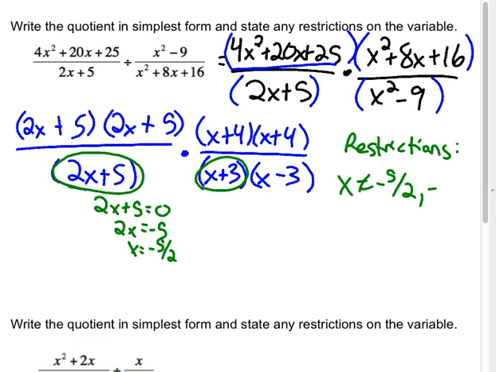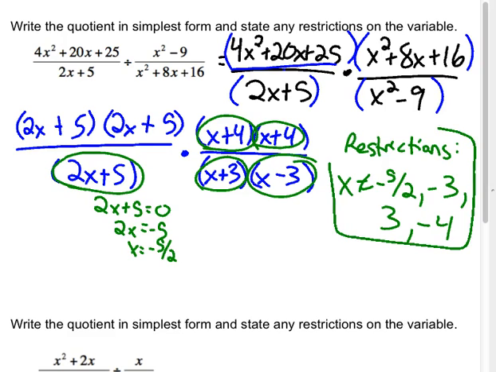That one should be obvious. That one should be obvious. And now remember, because we started by dividing, that means these create restrictions too. However, it's two of the same thing, so we only have to write the restriction once for it.